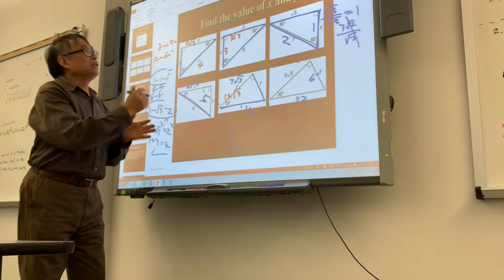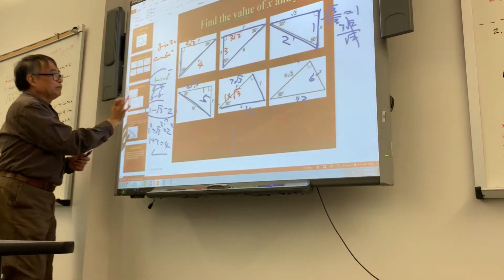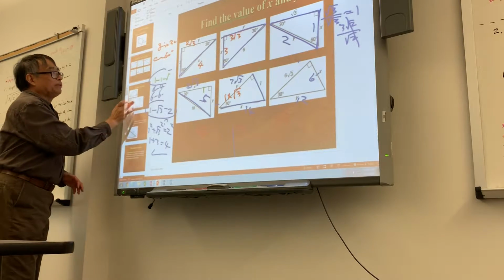The ratio, you can see here, 1, square root of 3, 2. 1 times square root of 3 is the longer leg. 1 times 2 is the hypotenuse. Do you understand, please? Good. Same thing. Last one. I'll give you more minutes to finish the assignment. Okay, please?